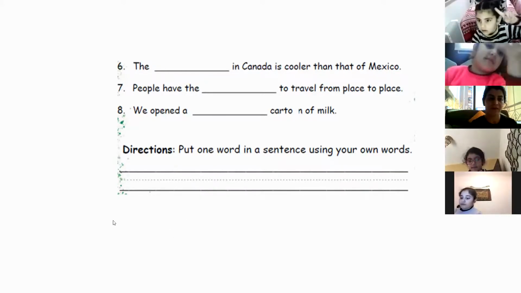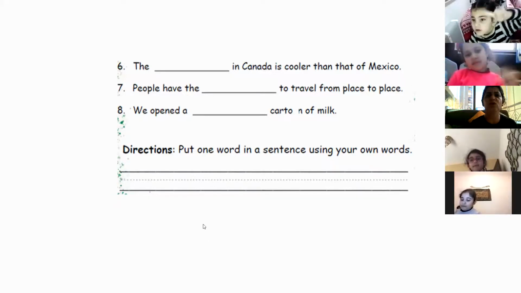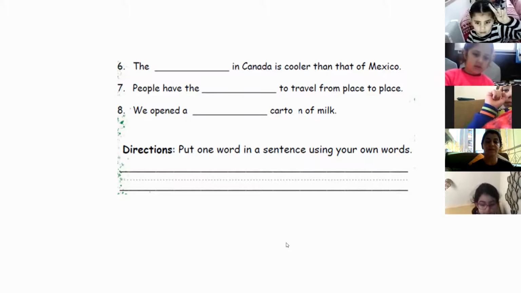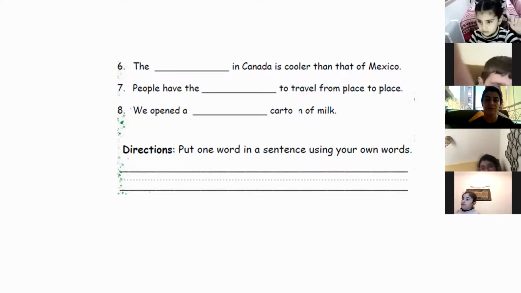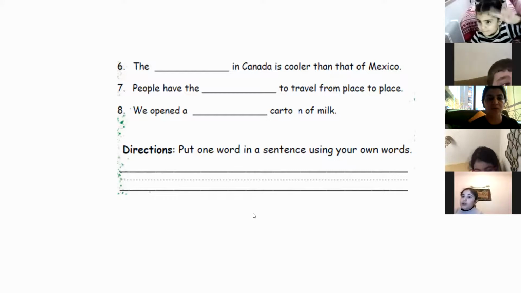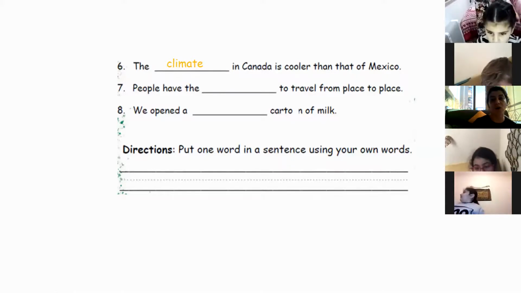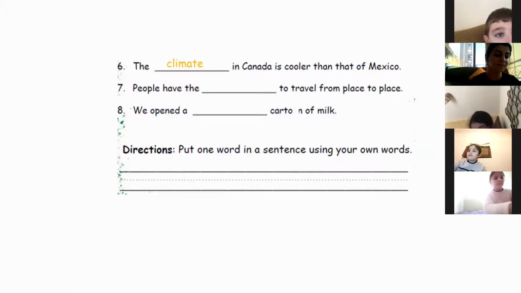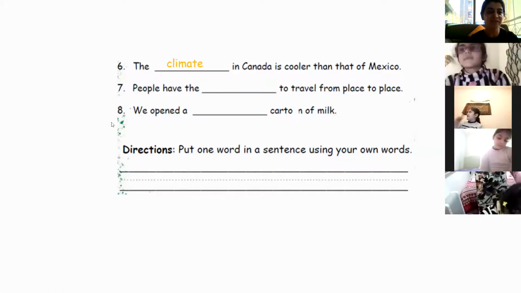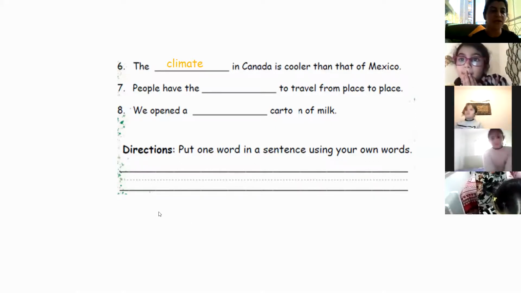The freedom. The freedom in Canada is cooler than that of Mexico? Can you help? What is the missing word? What is the word that means weather? The weather in Canada is cooler than that of Mexico. Yeah. It's the word climate. The climate in Canada is cooler than that of Mexico. Climate means weather. What does the word climate mean? So the word climate means weather.